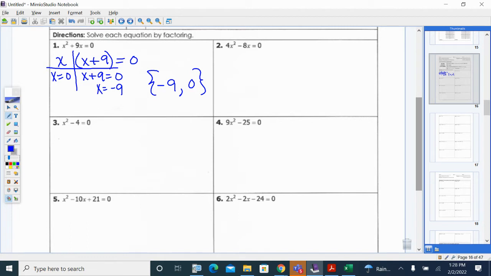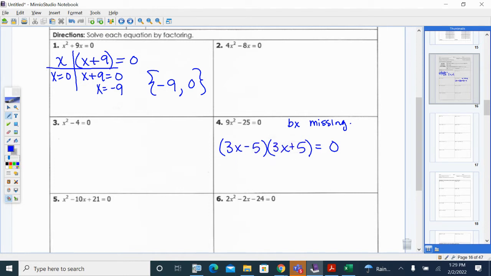Let's look at example number 4. Number 4 has got 9x squared minus 25 equal to 0. Again, there's already a 0 on one side, so we're just going to factor. This equation does not have a bx. That's what stands out to me. The bx is missing. So you're very limited on how you can factor this. It's either GCF or difference of squares. So because there's no GCF and it is a difference of squares, I'm going to be able to factor this pretty quick. So the square root of 9x squared is 3x, and the square root of 25 is 5.